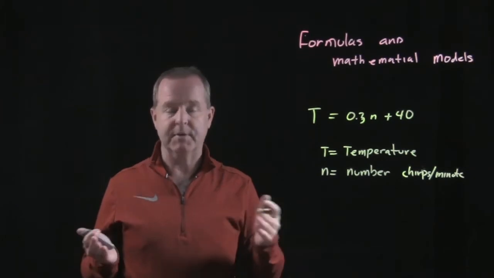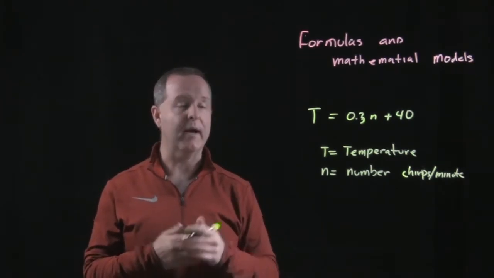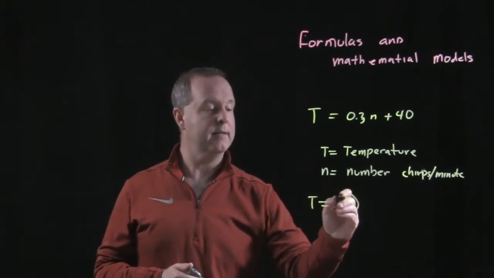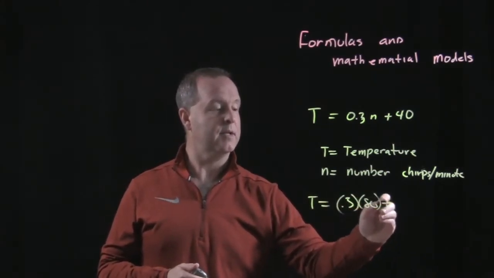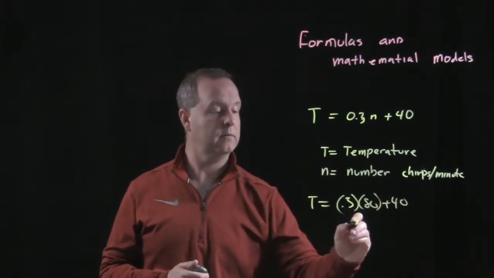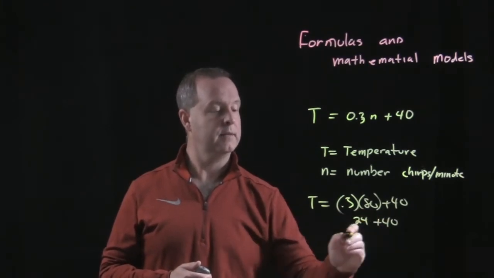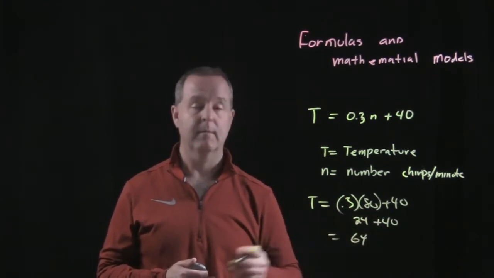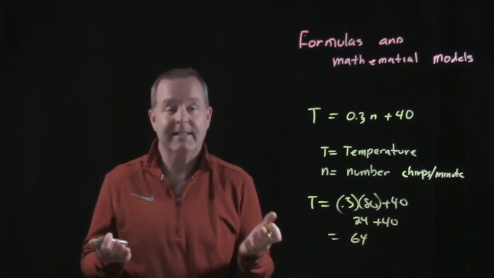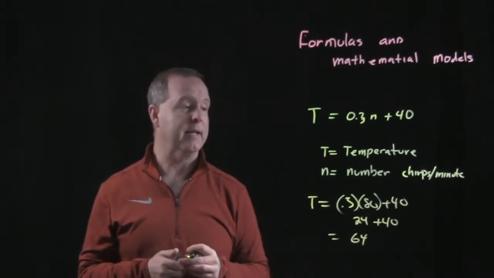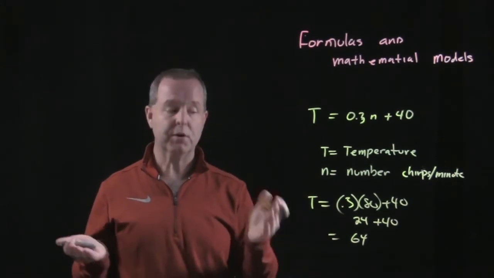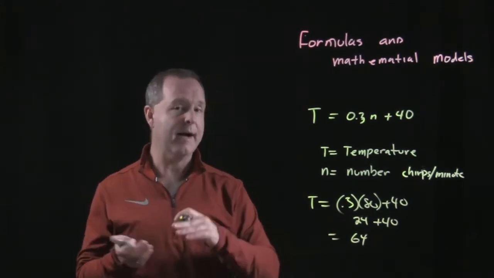So let's take an example. Say one time I counted 80 chirps per minute. So temperature equals 0.3 times 80 plus 40. 0.3 times 80 is 24, plus 40, so 64. So that tells me that when the temperature is 64 degrees, I can expect to hear lots of chirping, almost 1 per second. I could also model higher temperatures and lower temperatures, lower numbers and higher numbers.